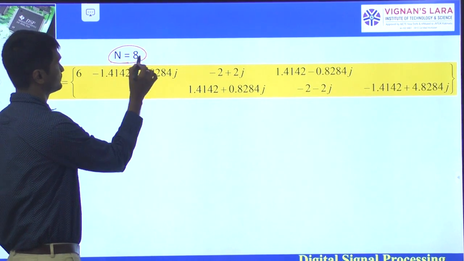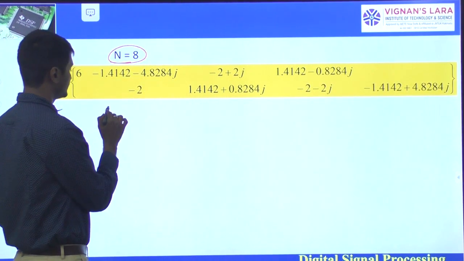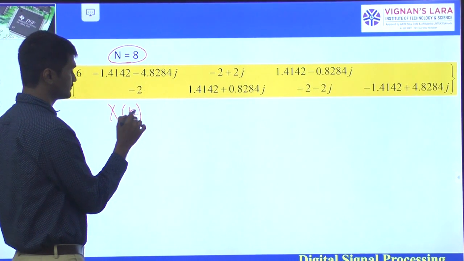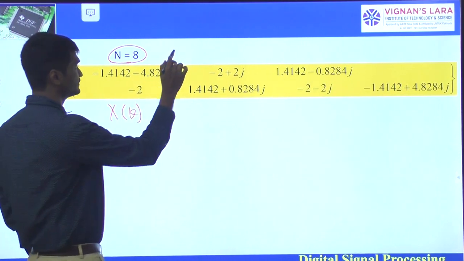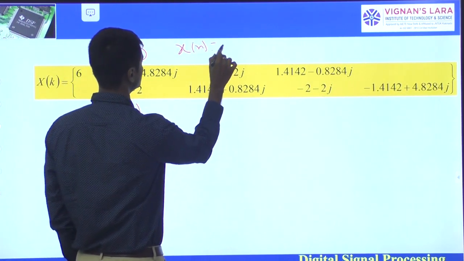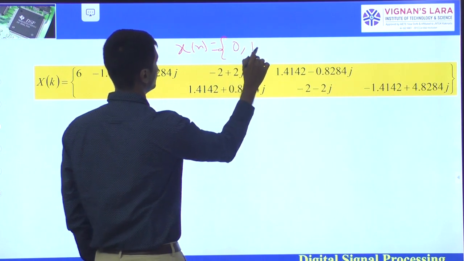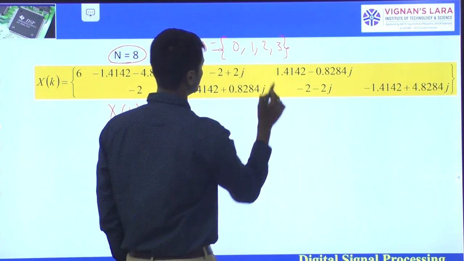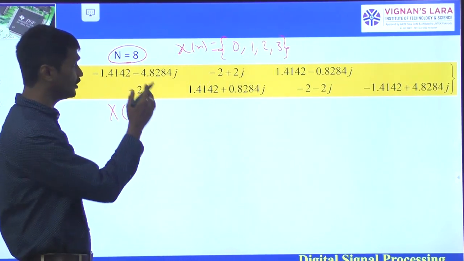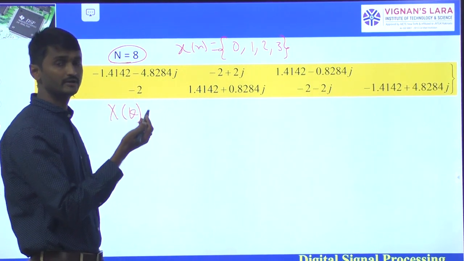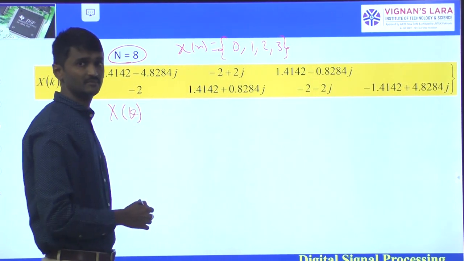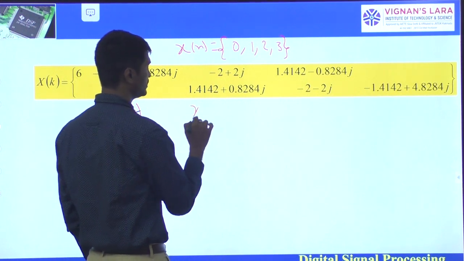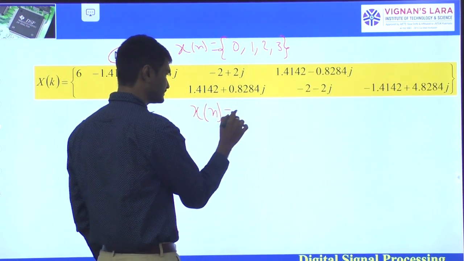So for N equals 8, what is X of k, for the same sequence x of n equals 0, 1, 2, 3? In that case, how do we find the 8-point DFT? Because the given samples are 4 only. So in that case, we have to go for zero padding.